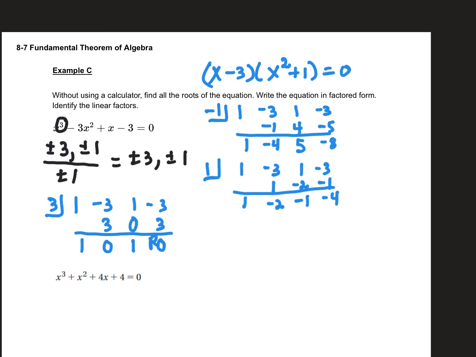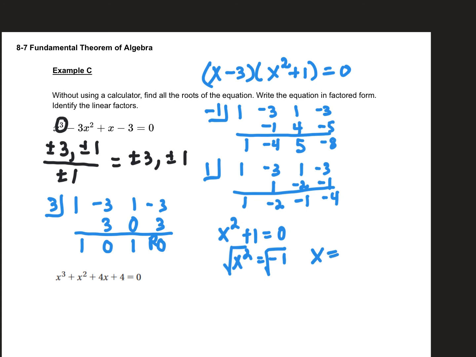So our first factor was x minus 3, because we checked that it was a remainder of 0. And then the second factor is x squared plus 1. So I'm going to solve x squared plus 1 equals 0. So we have x squared equals -1. Take the square root of both sides.